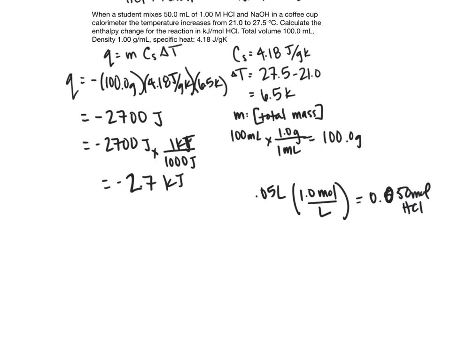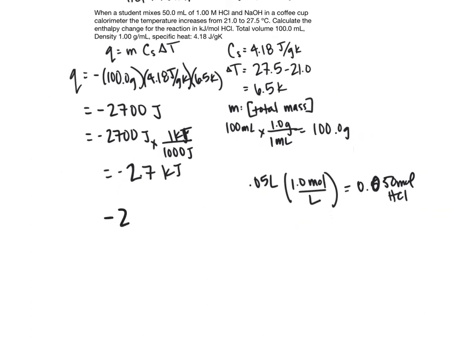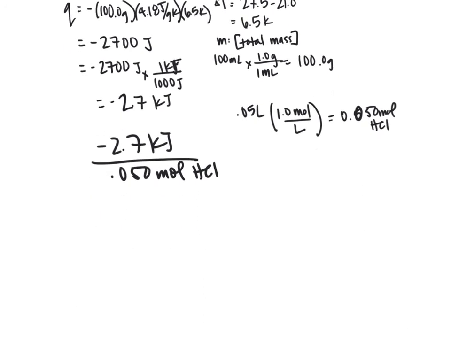And so in this case, we're now going to take our negative 2.7 kilojoules and divide that by 0.050 moles of HCl. From here, once we plug this into our calculator, we're going to get negative 54 kilojoules per mole HCl.